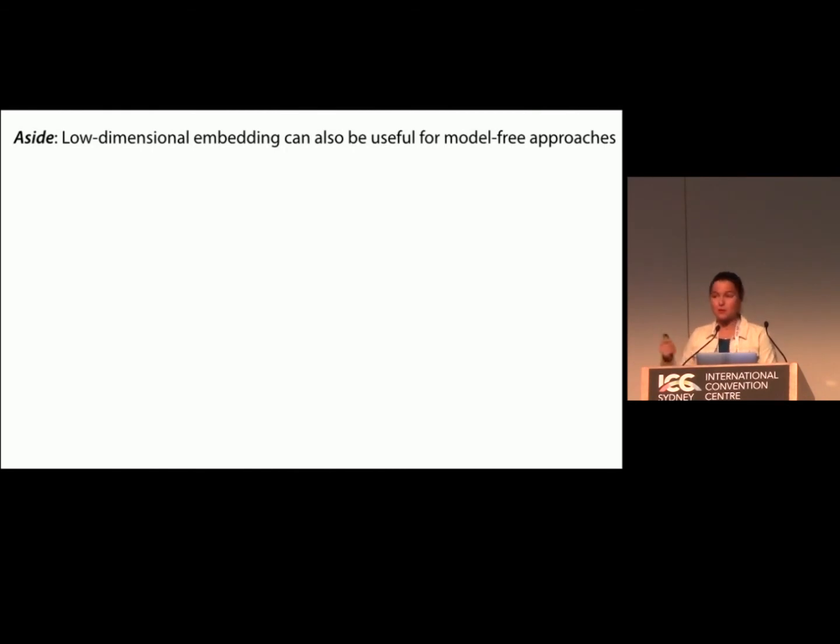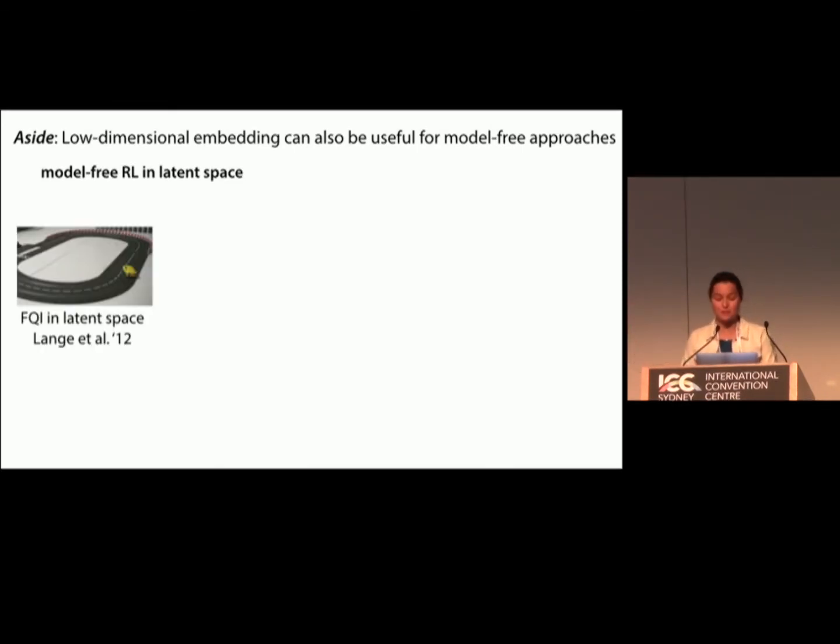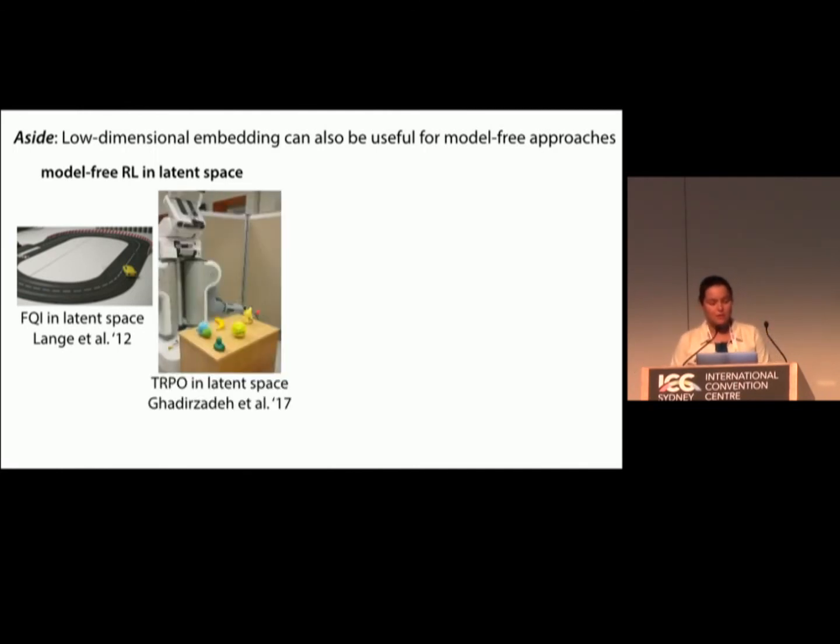Okay, also a low-dimensional embedding like this can be useful for model-free approaches. So you can also learn a latent space and perform model-free learning in that latent space. A paper in 2012 used fitted Q iteration in a latent space to be able to learn a policy on a toy slot car. And a more recent paper performed trust region policy optimization on a real robot in a latent space to be able to very quickly learn a policy, I think in this case, throwing a ball onto an object.